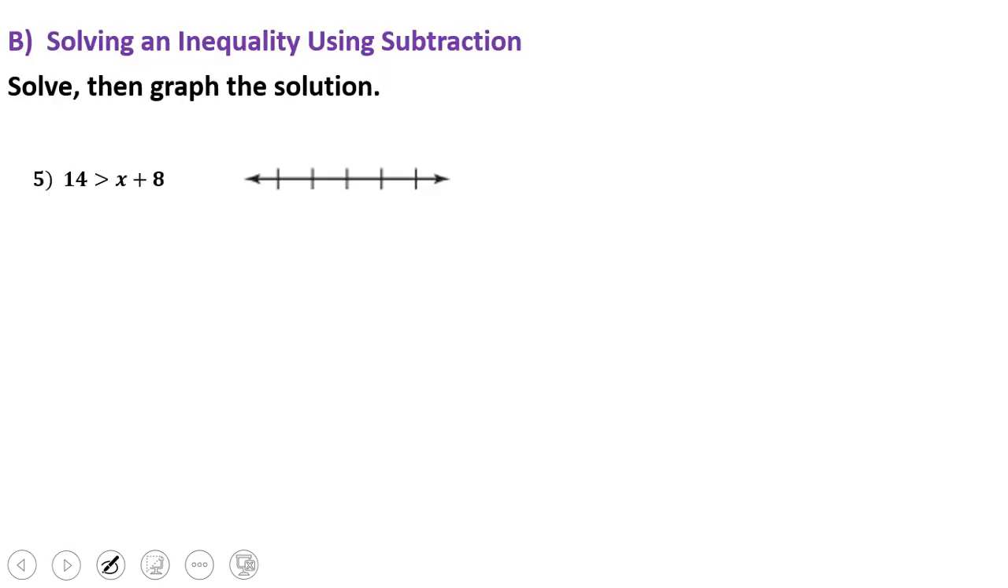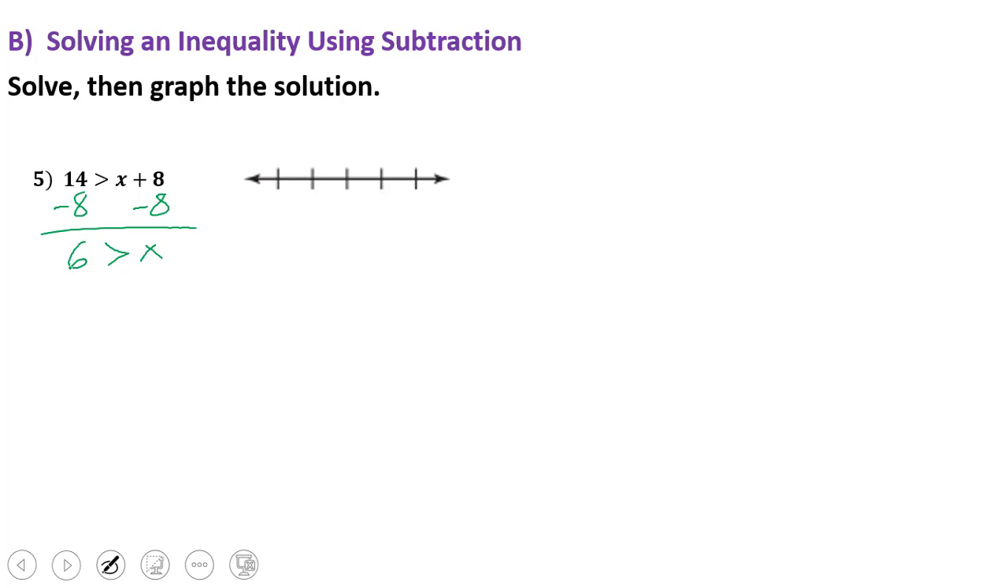So let's get right to it. It's solving and graphing using subtraction. So 14 greater than x plus 8. I want to isolate that variable. I want to subtract 8. That is the inverse, leaving me with x. The inequality is going to remain true because the property of equality says if I subtract that same number 8 from both sides, that my inequality would remain true.